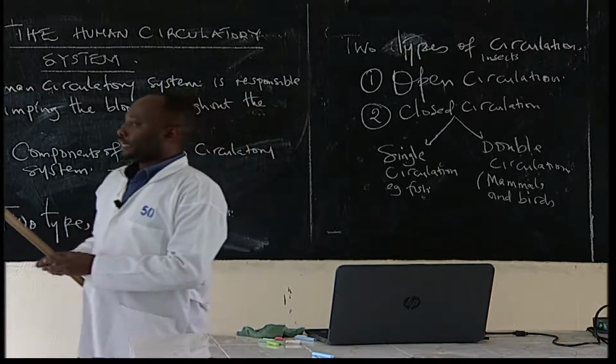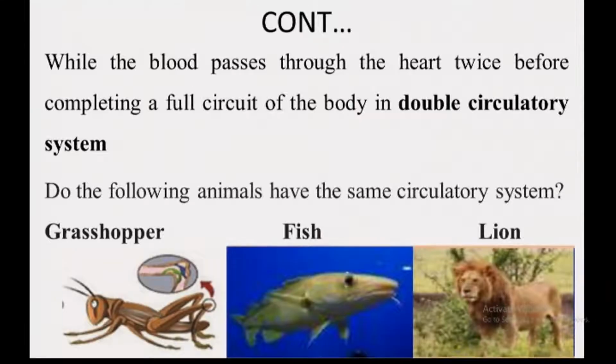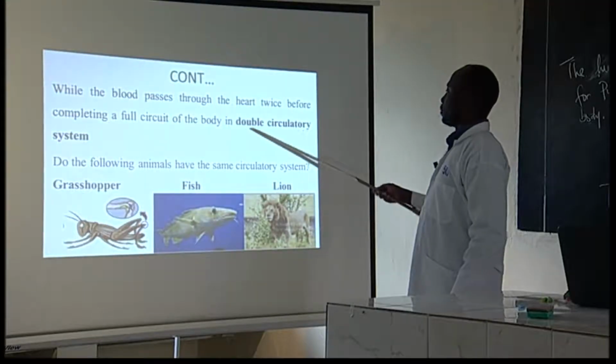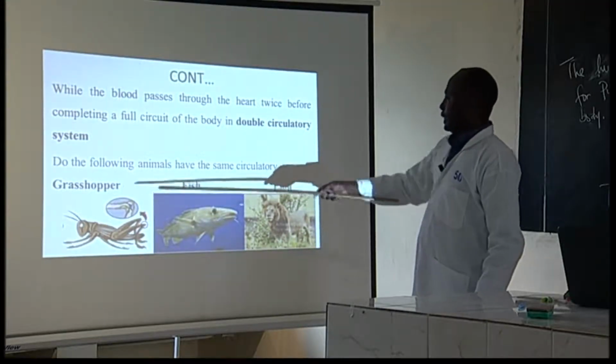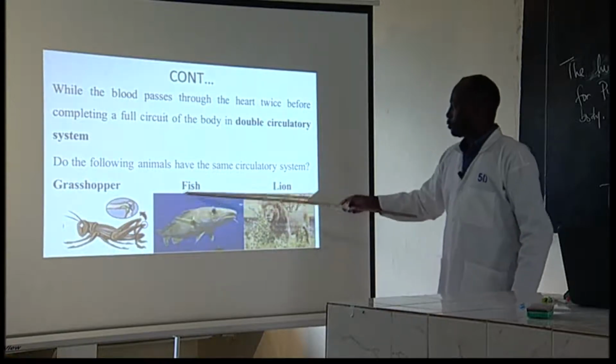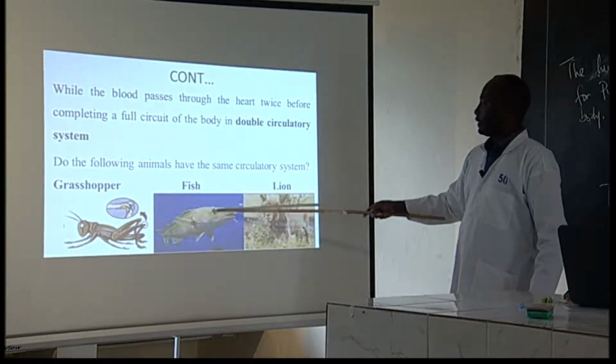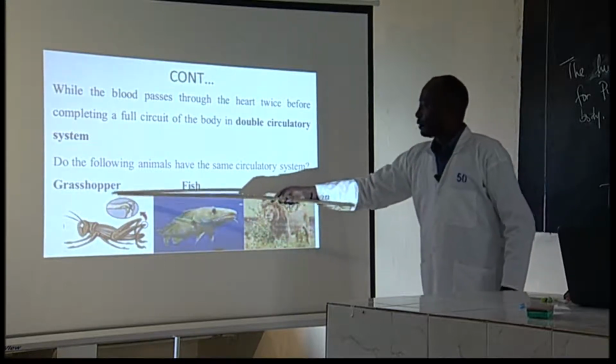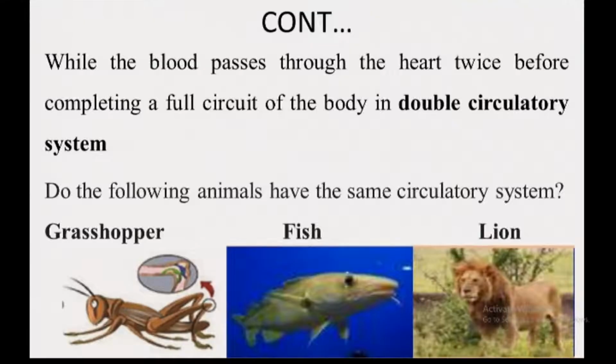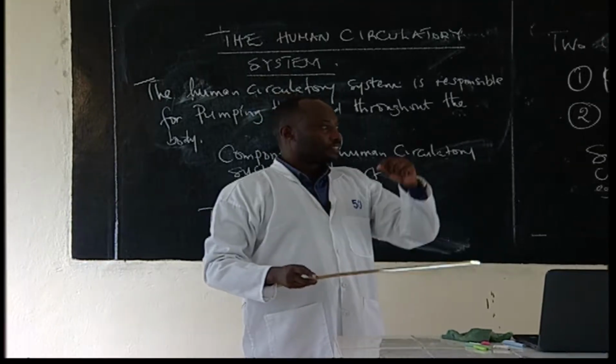Let's have the diagram. I said when the blood passes through the heart twice before a complete full circuit of the body, it is referred to as a double saturation. Let me show some diagrams of different animals: the grasshopper, which is an example of an insect, the fish, and the lion. Do the following animals have the same circulatory system? Students, think about it for a short time, and tell me if these animals surely have the same circulatory system.